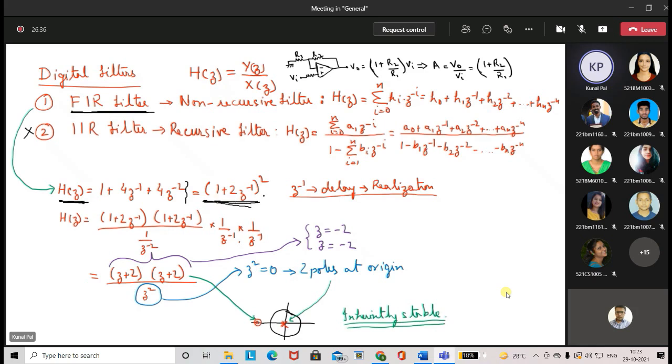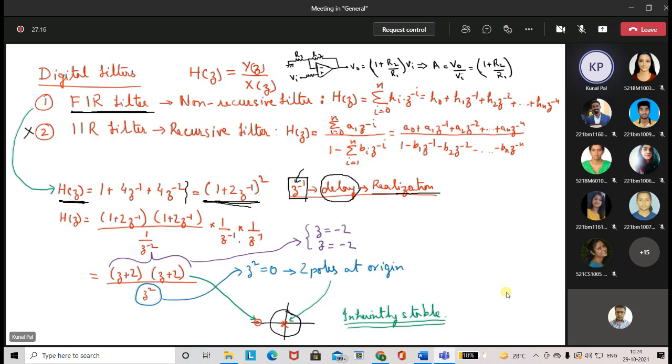Now, in my previous lectures, I discussed with you that for the realization of any filter, we need z inverse, which is regarded as the delay of the system. This delay helps us in the realization of the filter.